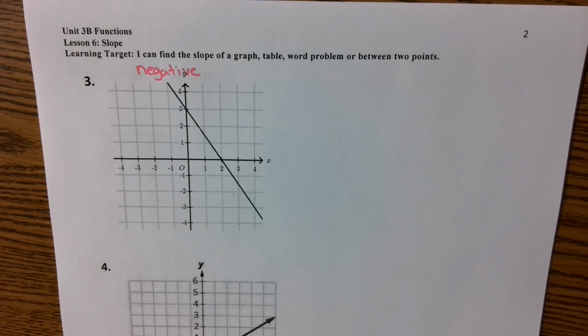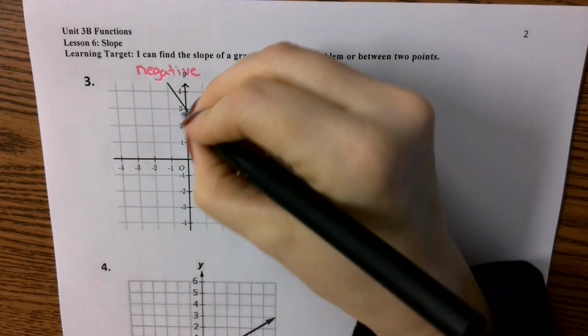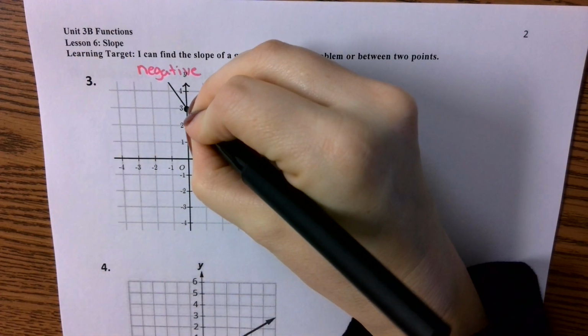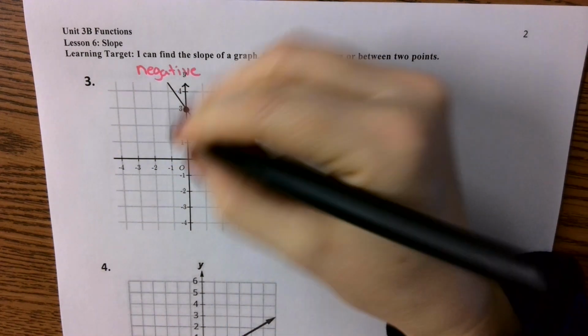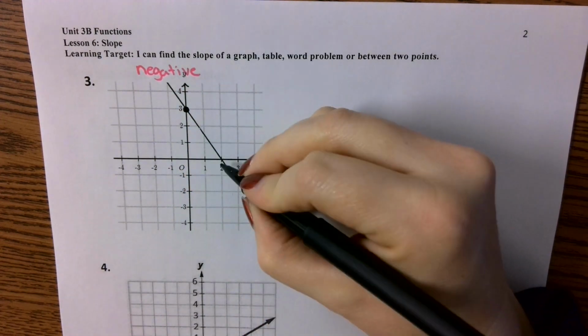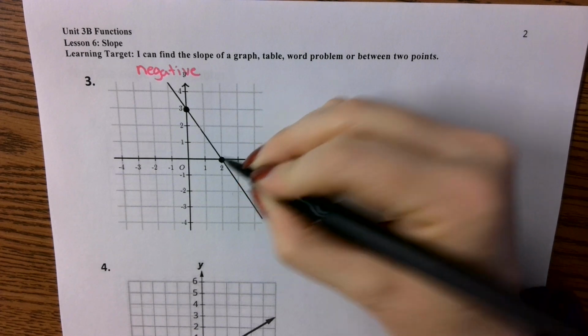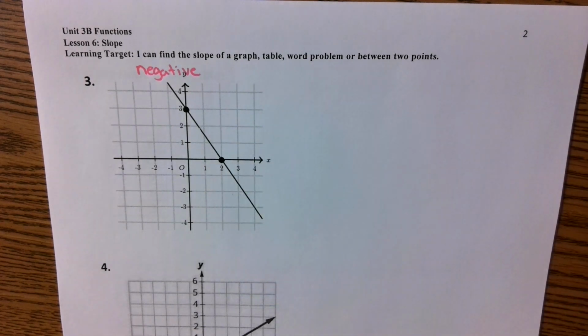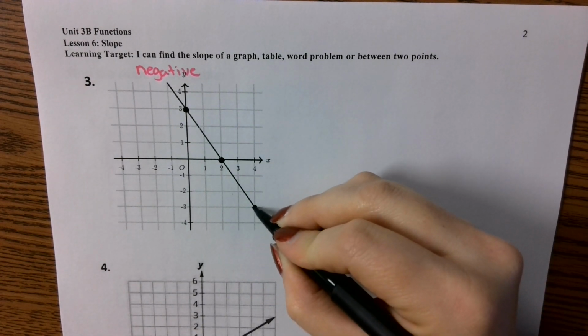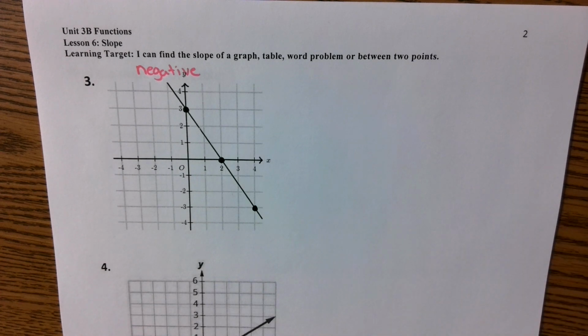So the next thing you need to do is pick a couple of points on your graph. It doesn't matter which points you pick, but you must pick 2, and they must pass perfectly on the grid. So where the grids intersect is where you want it to pass on a line. Here's a perfect point located at 0, 3. And here's another perfect point located at 2, 0. There happens to be another perfect point right here located at 4, negative 3. You could use any 2 of those points.